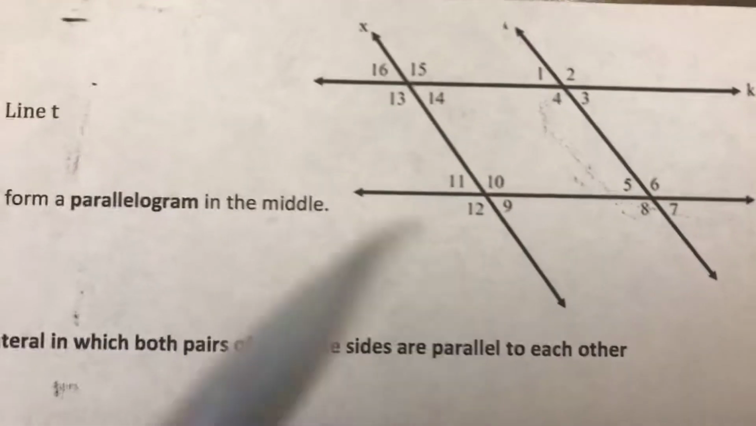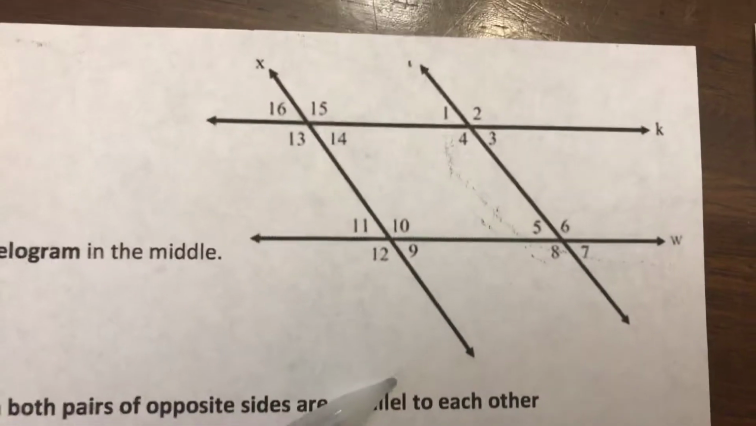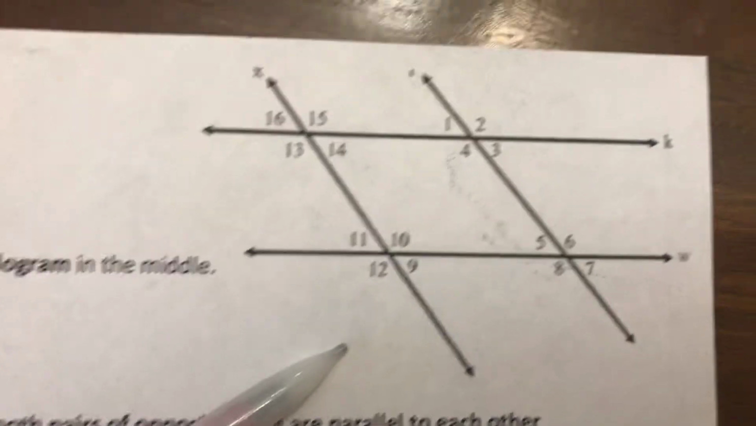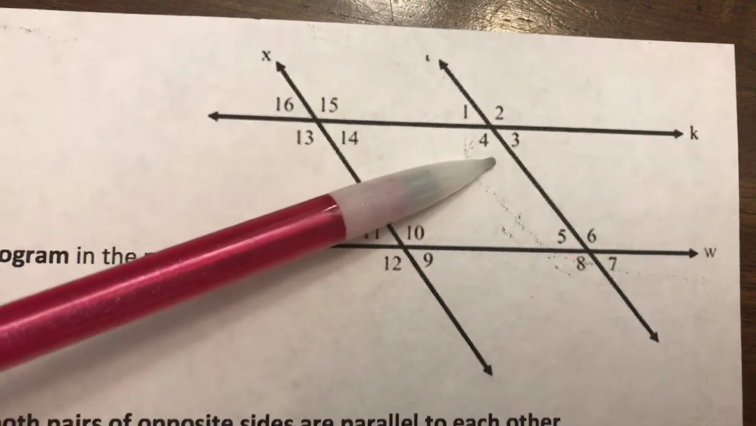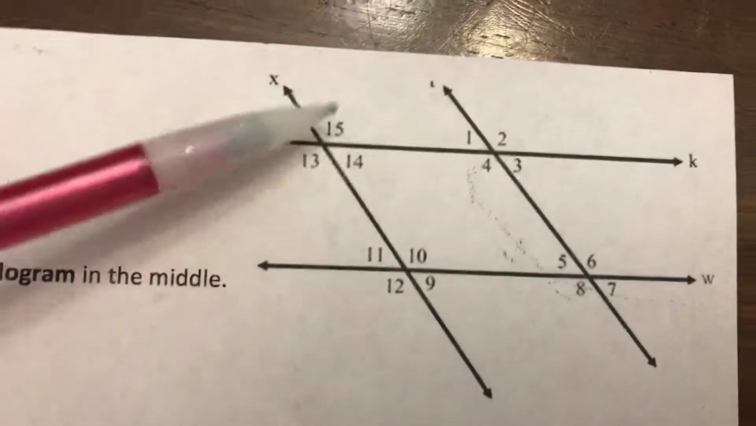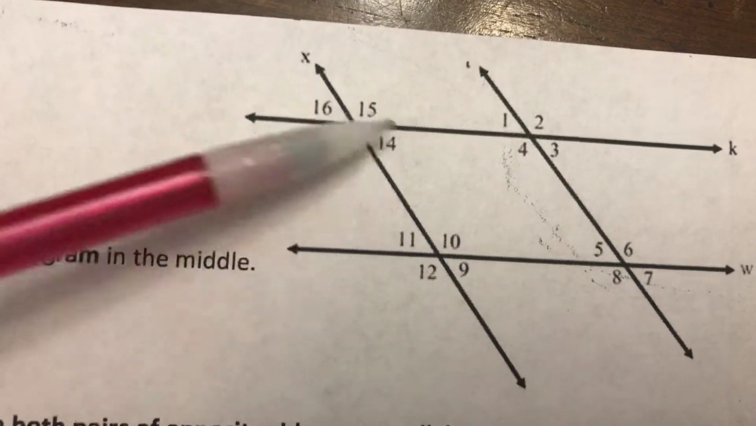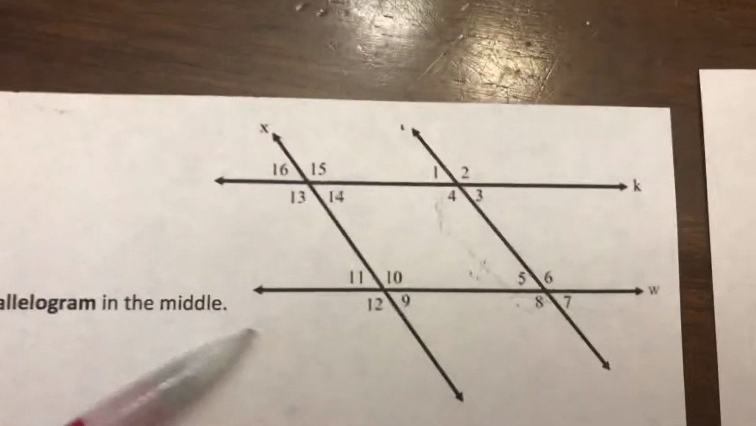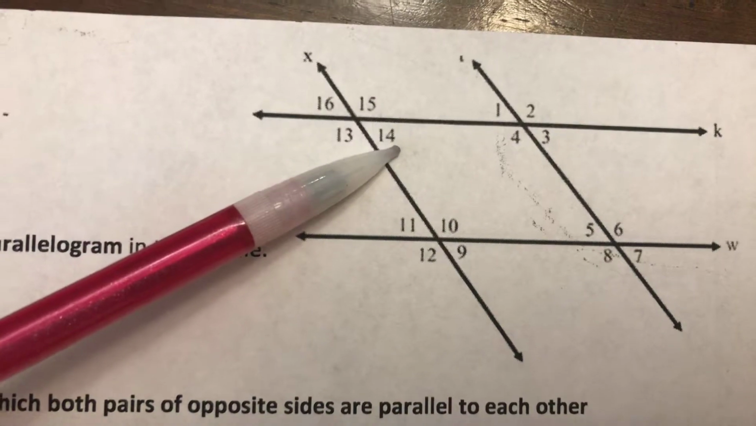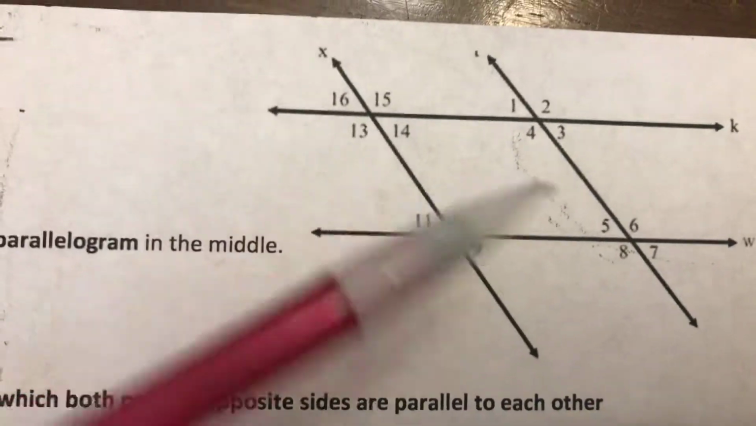Same side interior angles are an angle pair formed by two parallel lines and a transversal that is between the parallel lines and on the same side of the transversal. So 14 and 4 would be same side interior angles, 15 and 1, 13 and 11, 14 and 10. A linear pair is an angle pair formed when a line intersects a straight line. So 13 and 14 are a linear pair, as well as 11 and 10.